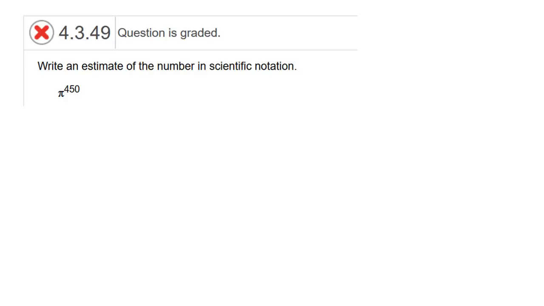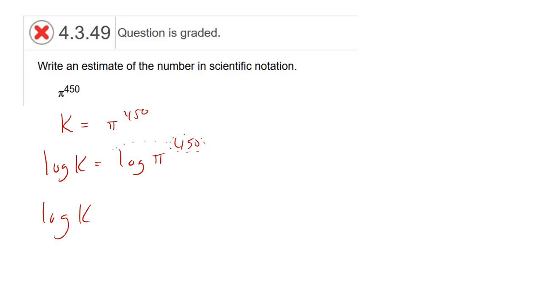All right, in order to estimate pi to the 450th power, we're going to set up the equation that we need to. And that equation is k is equal to pi to the 450th power. Then we're going to take log of both sides. And we have a little rule that says I can move this 450 out in front. So then I've got log of k is equal to 450 times log of pi.